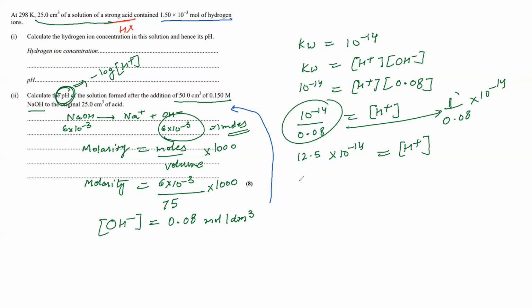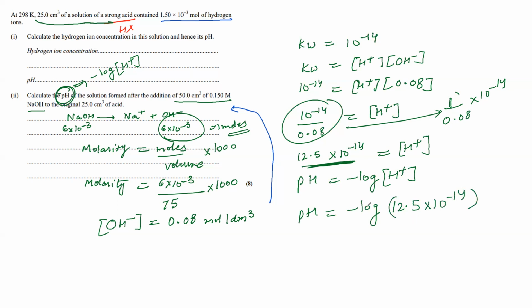So now what is the formula of pH? Again, writing it. I hope you guys remember now. pH is equal to negative log of the H+ concentration. What is the concentration of H+? It is 12.5 × 10^-14. Solve it and you will get pH as 12.9. Okay.